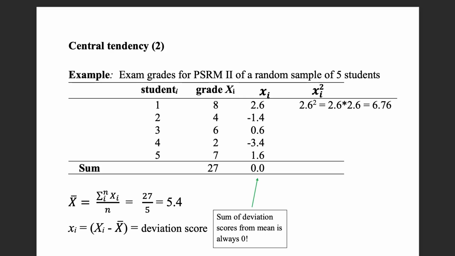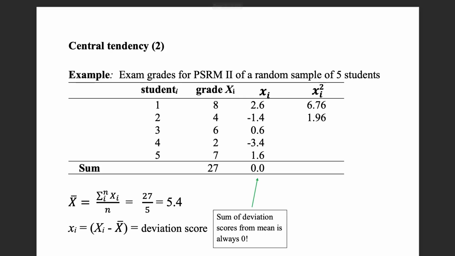6.76. If you don't trust me, get out your calculator. If you ever spot me making a mistake, I promise you, if you tell me and you are right, I will get you some kind of present or cookie, at least when campus is open again. So 6.76 for the squared deviation score for the first student.